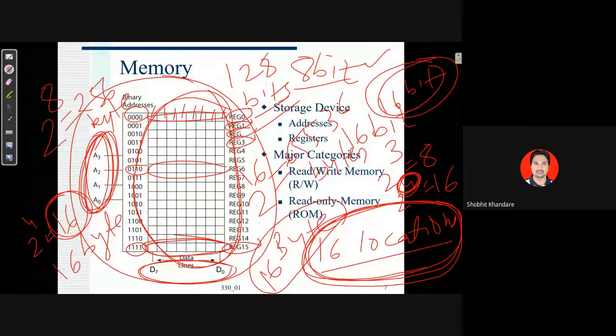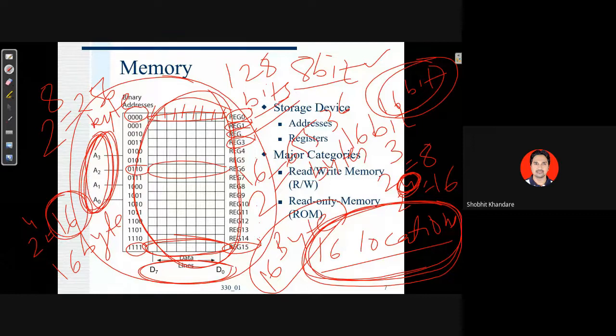Now you have understood that how much memory size you can access depends upon dash. Fill in the blanks. Address bus, not data bus. Yes, so that is the last conclusion. The maximum memory size which you can access depends upon your address bus.